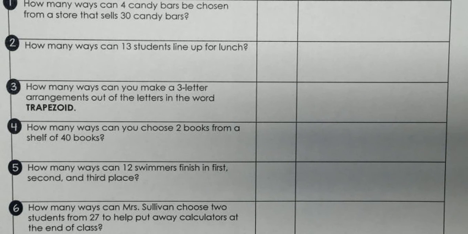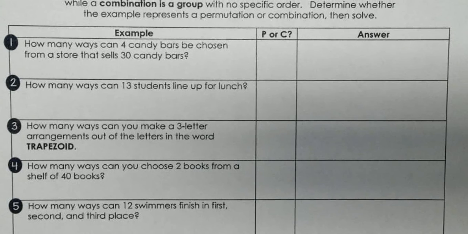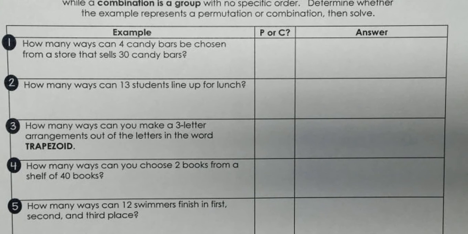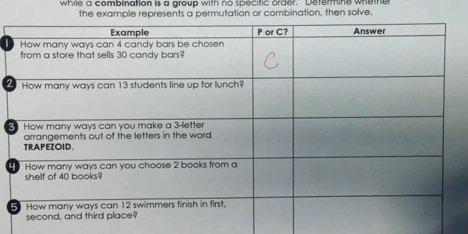So let's look at number 1 first. We're going to go through and figure out if it's a permutation or a combination. So what we're looking for is, does the order matter or does it not? Number 1 says, how many ways can 4 candy bars be chosen from a store that sells 30 candy bars? Does it matter which one you pick first, second, third or fourth? No, it doesn't. So that means it's a combination.